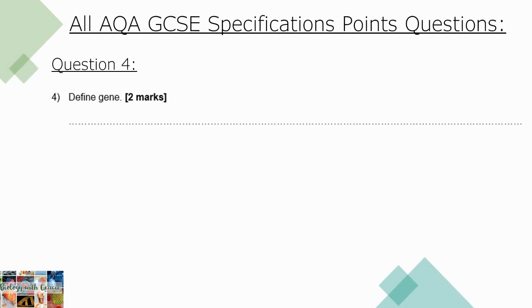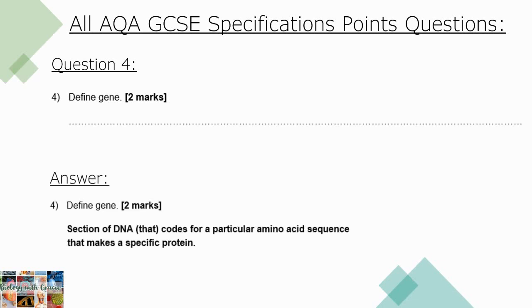Question 4 is define gene, and this is worth 2 marks. So I've sort of given it away on the last one, so if you think about that question, then you might already be able to get it. But we know that a gene is a section of DNA that codes for a particular amino acid sequence, which then influences the specific protein produced. So there we are. A section of DNA that codes for a particular amino acid sequence that makes a specific protein.